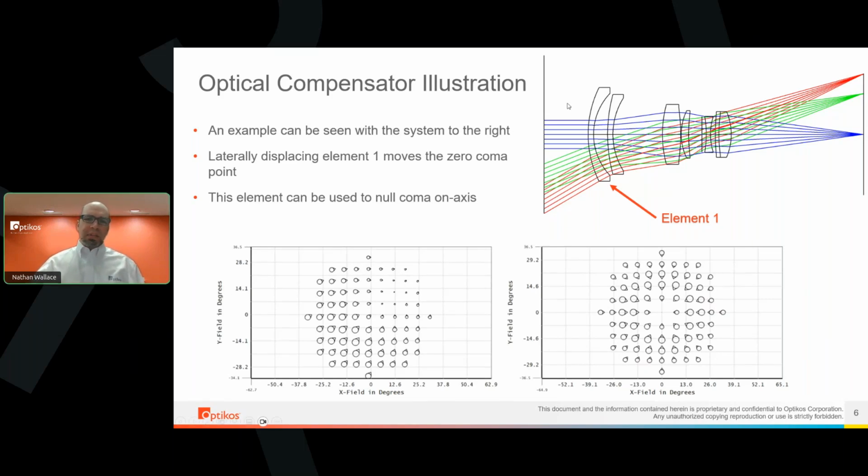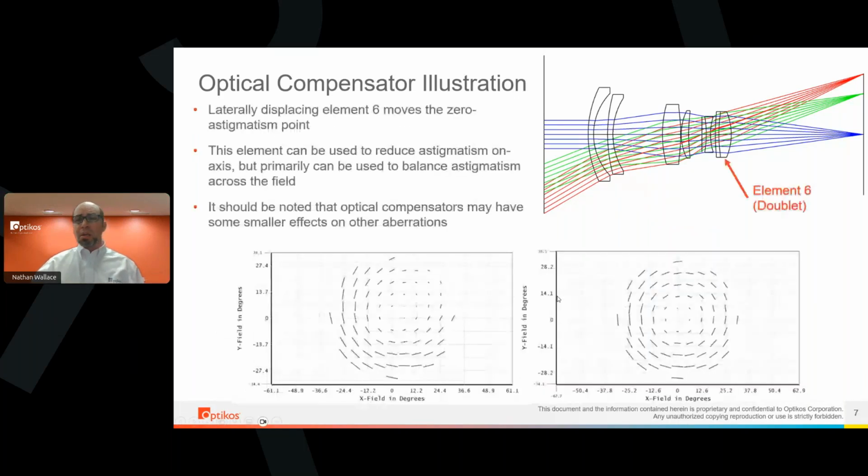But if we laterally displace element 1, that can be an effective coma pusher for us. And we can actually null out the on-axis coma. So after I push that element around laterally, I can recover the performance, push that coma zero point onto the center where it's ideally supposed to be. Likewise, I can take the last element, element 6 here, it happens to be a doublet, and I can laterally displace this for affecting astigmatism.